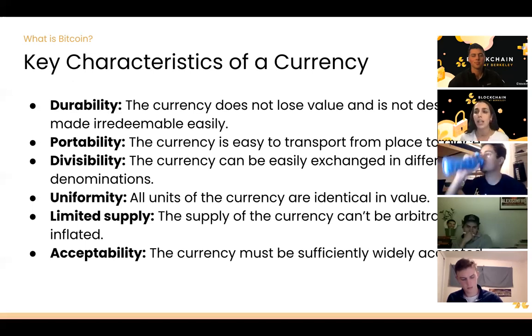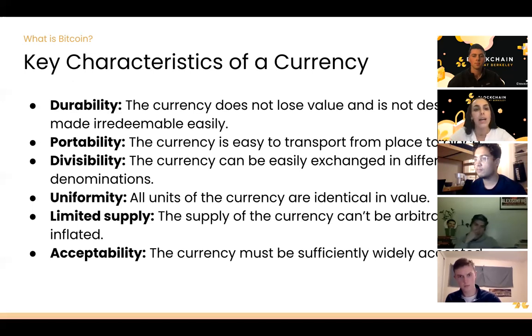Divisibility just means that you can't do all your transactions using $100 bills. So we have 50s, 10s, 20s, quarters. It's just different denominations of that currency. Uniformity, this is also sometimes called fungibility, and it just means that you shouldn't be able to distinguish value between units of the same currency. So no $1 bill is going to be worth more than another dollar bill.